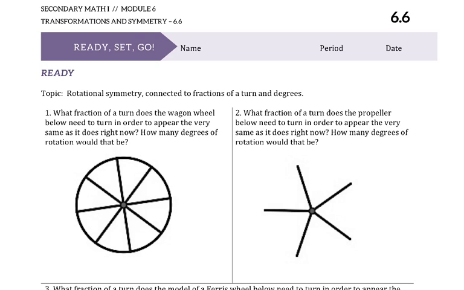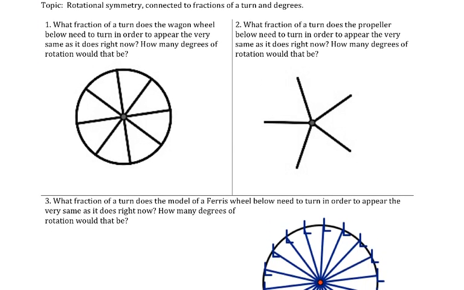Math 1, 6.6 homework. So, rotational symmetry. What fraction of a turn does the wagon wheel below need to turn in order to appear the very same as it does right now? How many degrees would that be? So, it would have to turn one wagon wheel, right? This would have to turn to that one. So, how many are there? 1, 2, 3, 4, 5, 6, 7, 8. So, it would have to turn an eighth for that to work.